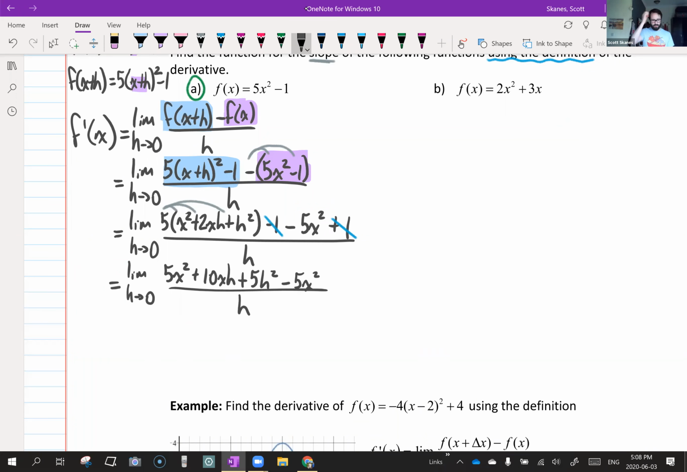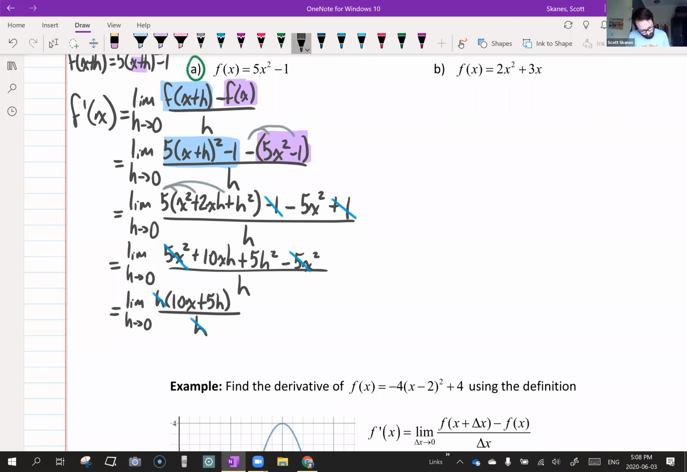Okay, what can I do now? Well, I can see on the top that I have a 5x squared and a minus 5x squared. I'm going to cancel those. Is there anything else? Nothing else cancels, but I can take out an h on top. I can factor out an h just like our previous question. So I'm going to factor that out. h outside of 10x plus 5h, all over h. And now I'm getting somewhere.